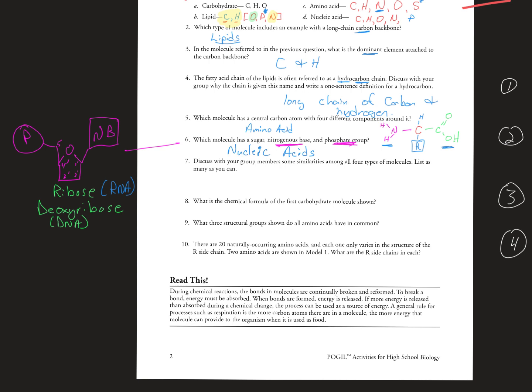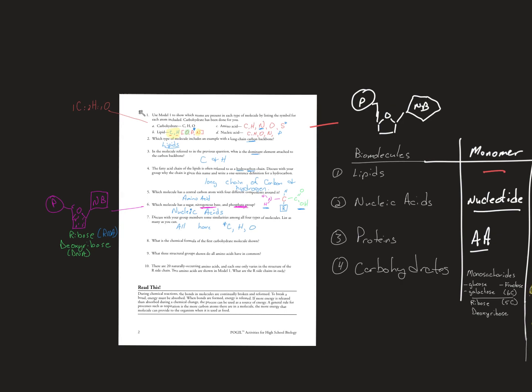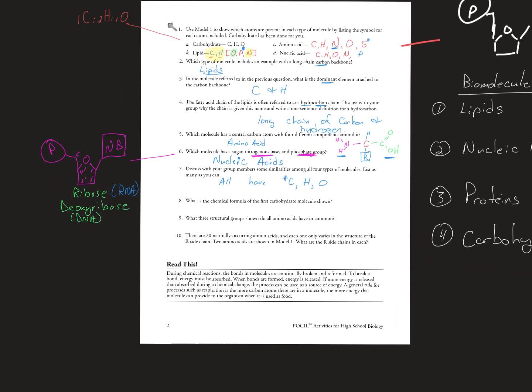Discuss with your group members some similarities among all 4 types of molecules. List as many as you can. Well, they all have carbon, hydrogen, and oxygen, with carbon being the center component of just about every one of them. You make them all the same way.